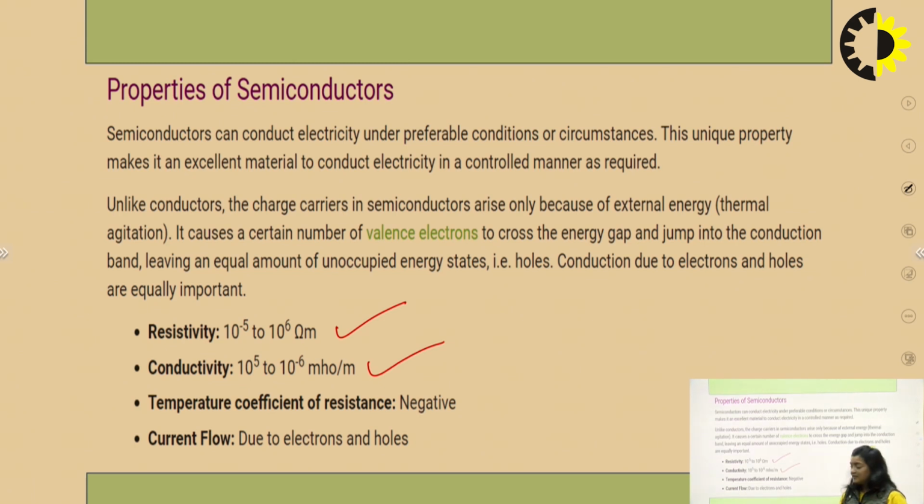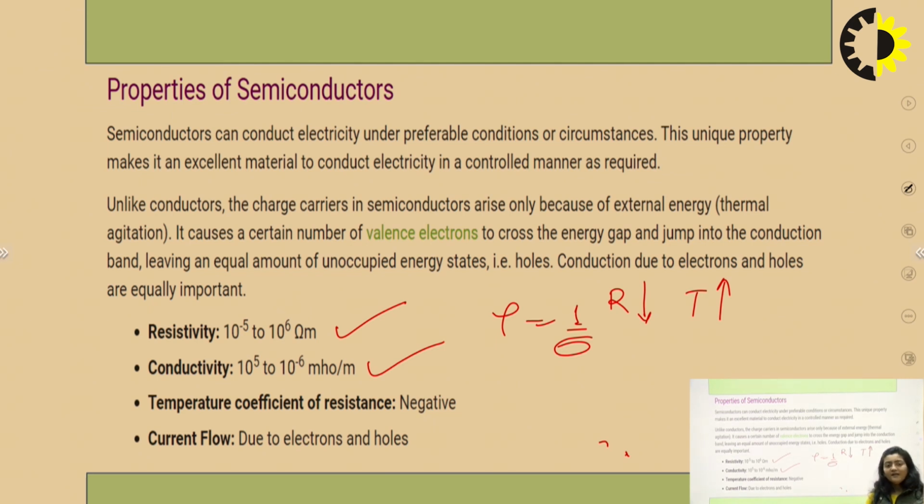because resistivity is inversely proportional to the conductivity. Then, regarding temperature, the semiconductor possesses a negative temperature coefficient of resistance. What it means is that as we increase the temperature, the resistance decreases. That means as you increase the temperature, the resistance of a semiconductor decreases.